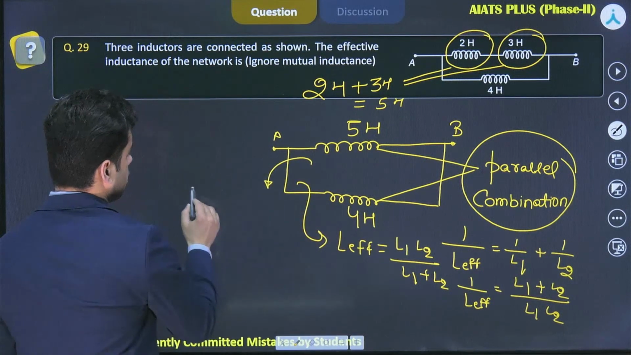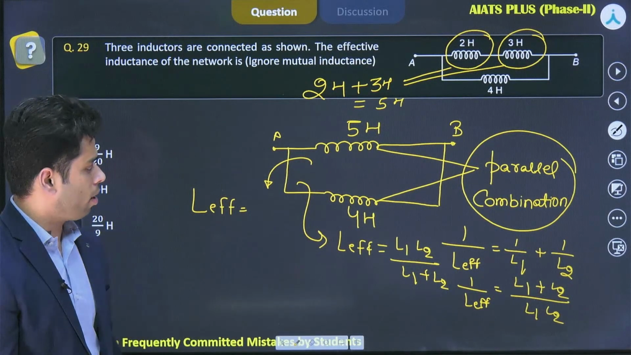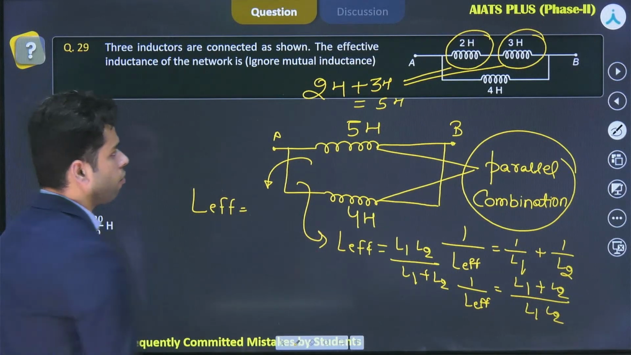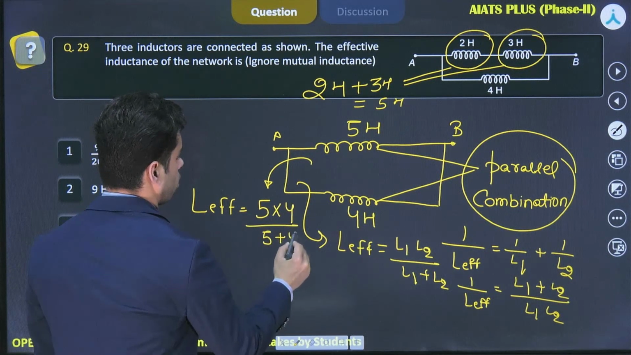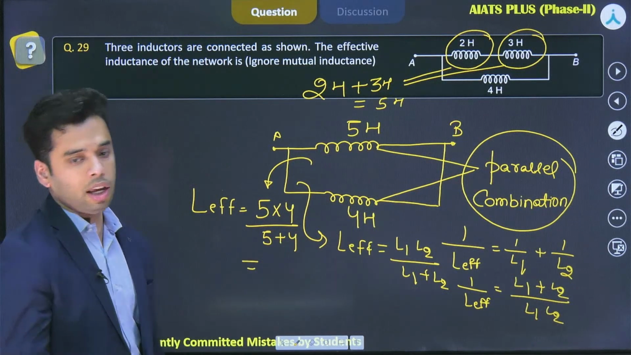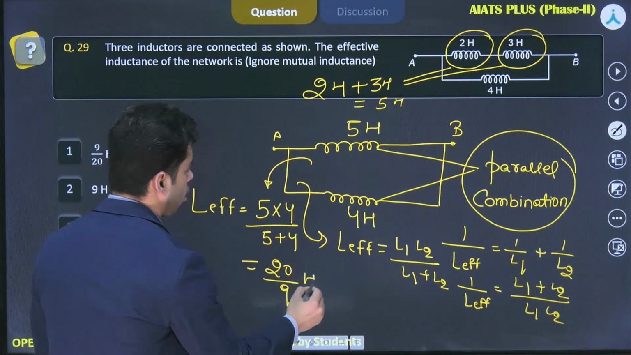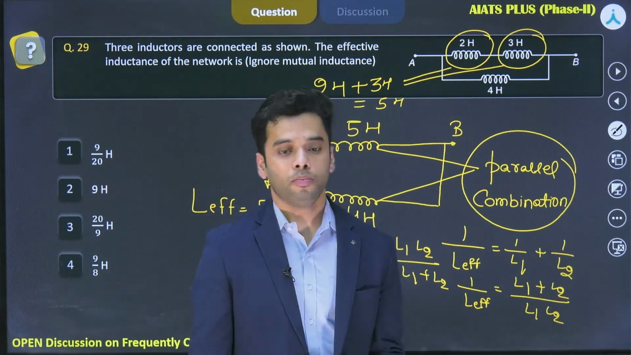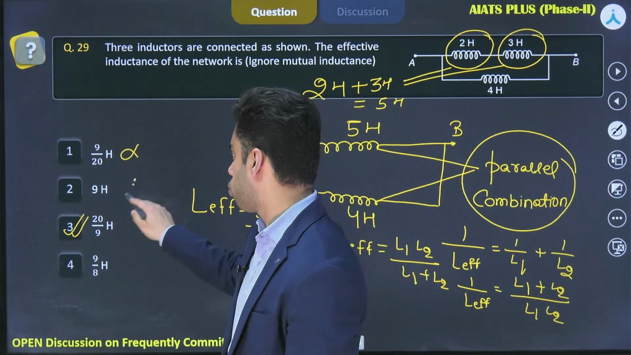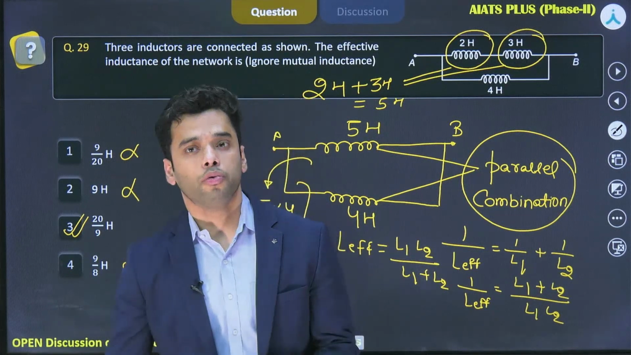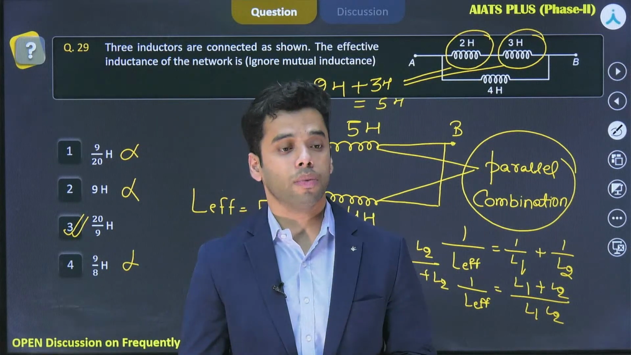So how to calculate the value of L effective? L1 L2 upon L1 plus L2. So you have 5 into 4 upon 5 plus 4. So 5 into 4 is what? 20, and 5 plus 4 is what? 9. So 20 by 9 Henry is the effective inductance between point A and B. Option 3 is the correct answer. Not option 1, not option 2, not option 4. Option 3 is the correct answer to this problem.